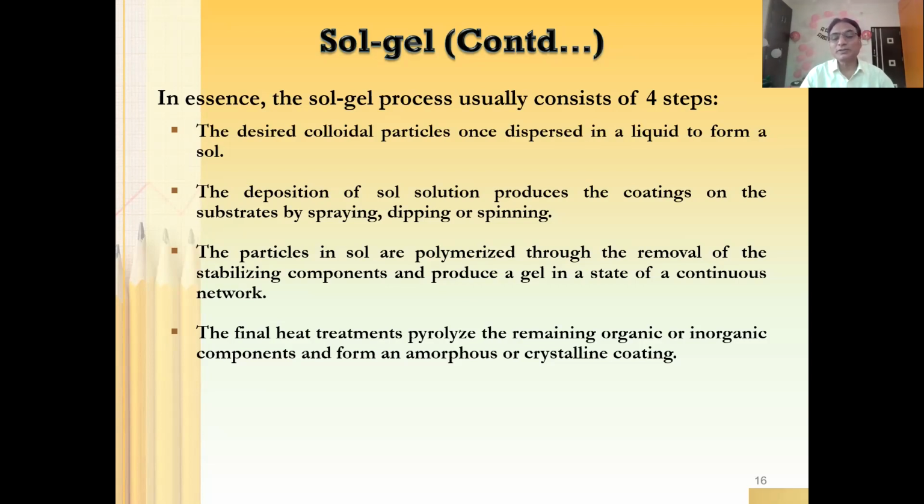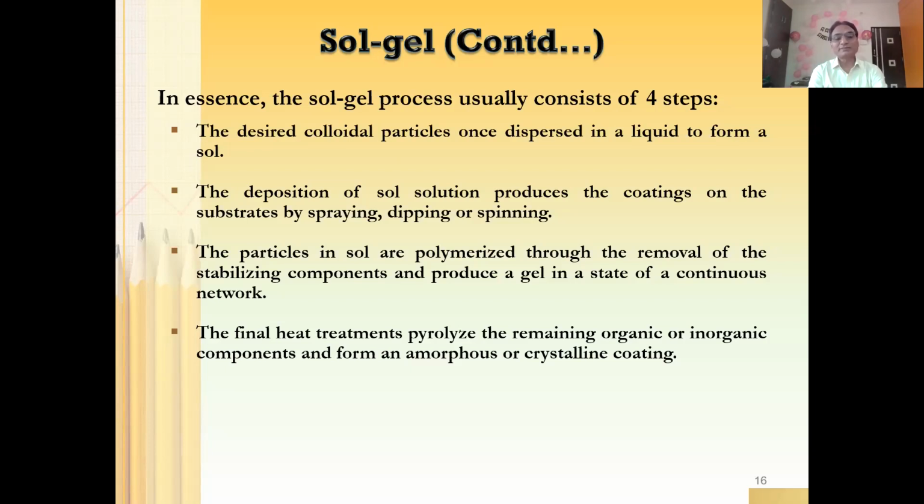So whenever the sol is going to be coated on the substrate by any one of the techniques, we have already discussed spin coating, right? So like that, we can have dip coating and spray pyrolysis as well. The particles in the sol are polymerized through the removal of the stabilizing component and produce a gel in a state of a continuous network. Okay, so as I mentioned earlier, whenever you have a sol, you will be coating that on a substrate, and once you coat it, the solvent is going to be evaporated, and you end up with the thin film coating.